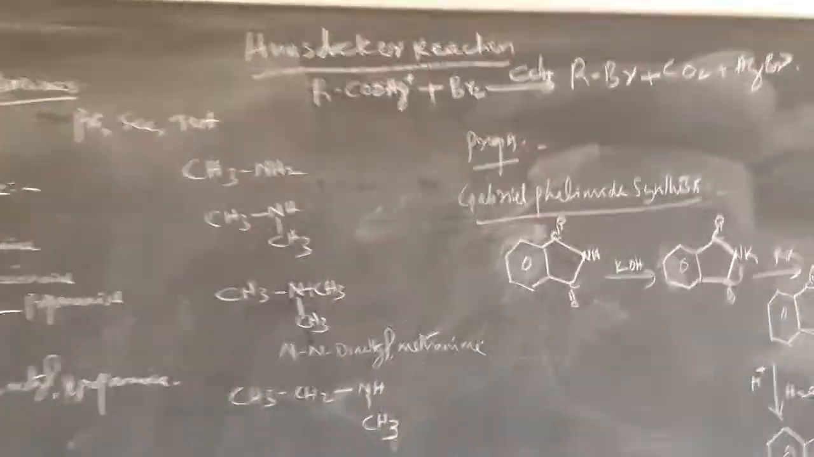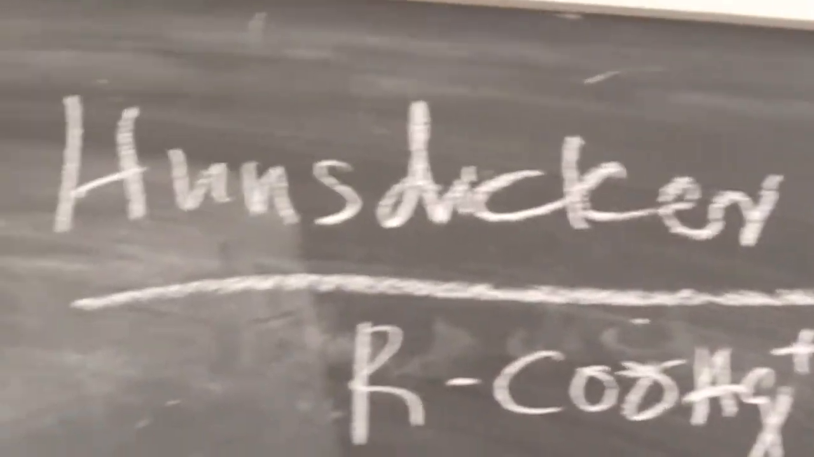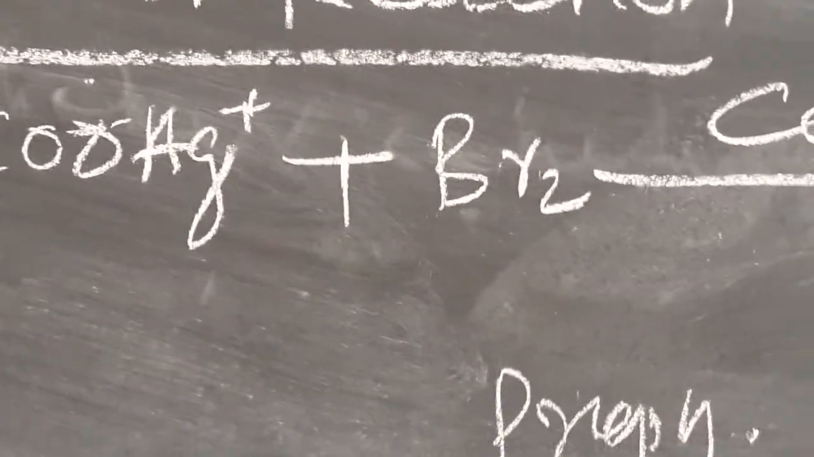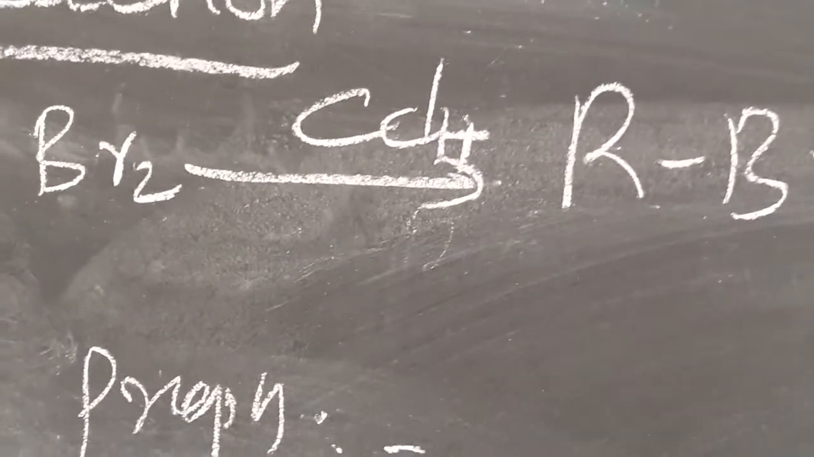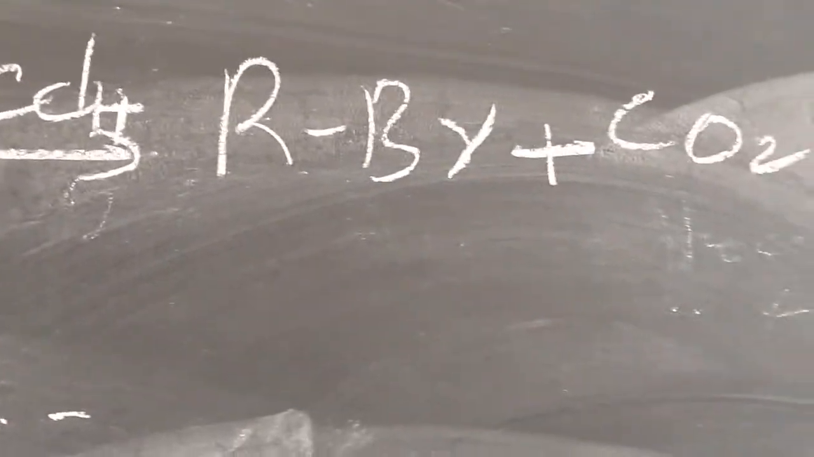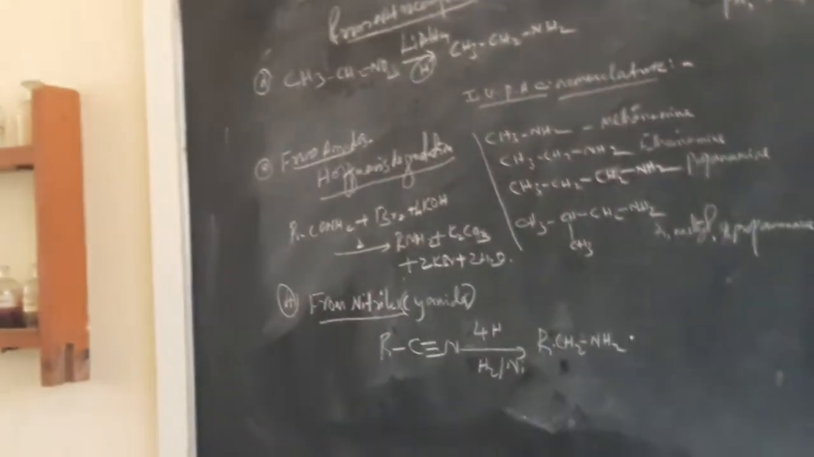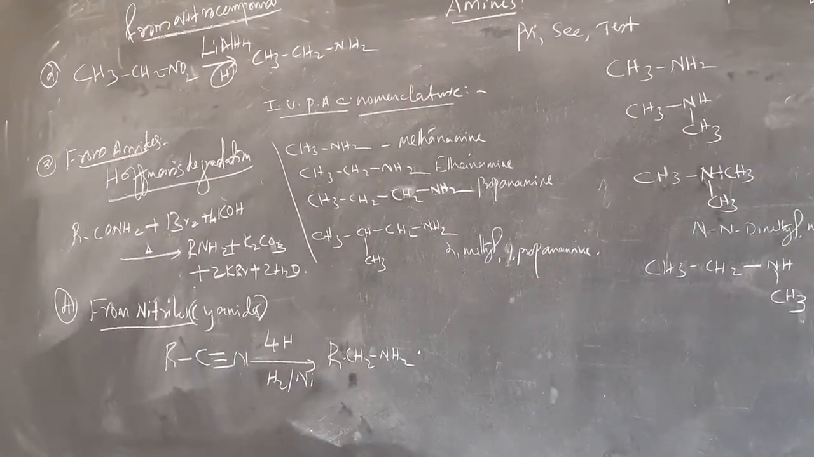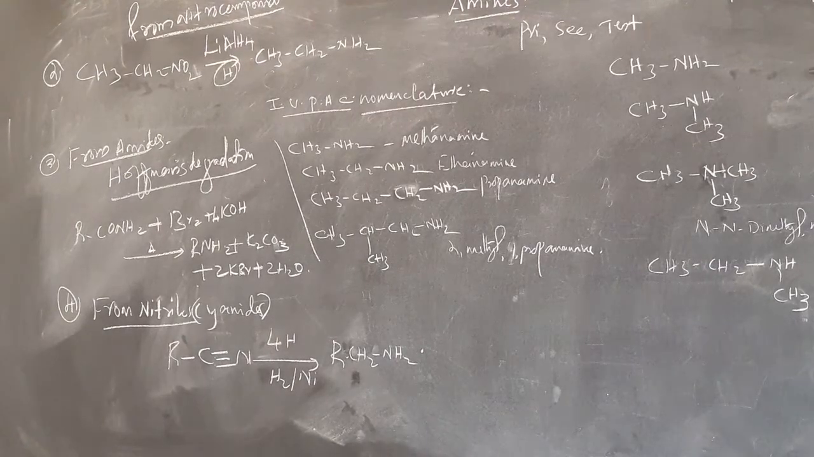Let me show the reaction. So this is that reaction, the Hunsdiecker reaction. This is a silver salt of carboxylic acid reacting with bromine in presence of CCl4. You are getting alkyl bromide, and carbon dioxide and silver bromide are the side products. That is a very easy reaction, and there is no problem in understanding that reaction. Let me start the new chapter, that is amines, for today.